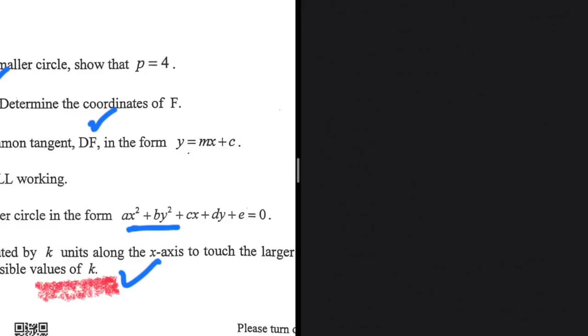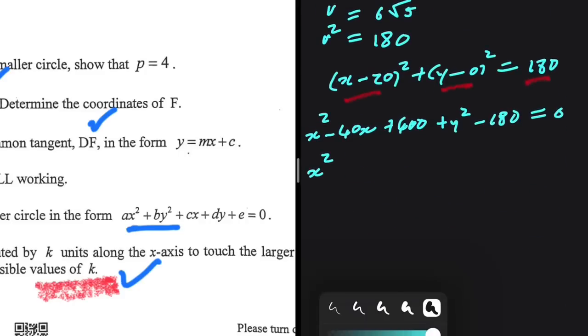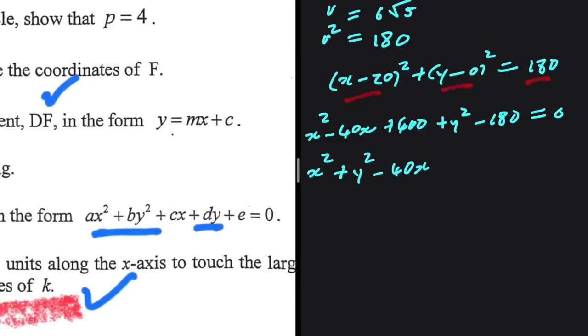Where am I? Okay, yeah, so x squared plus y squared minus 40x, and then I need plus dy. Which term has a coefficient of y? There's no term with a coefficient of y, so just to act cheeky, I'm gonna say plus 0y. Then 400 minus 180 is 220, so plus 220 is equal to 0. I'm supposed to write the equation of the circle in that form.